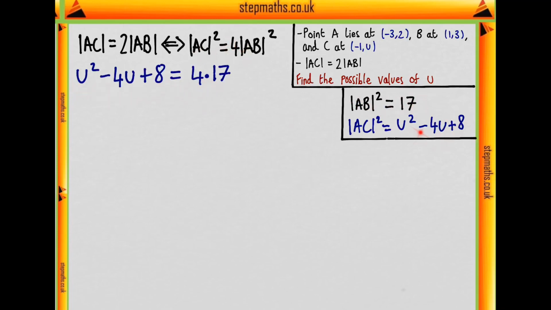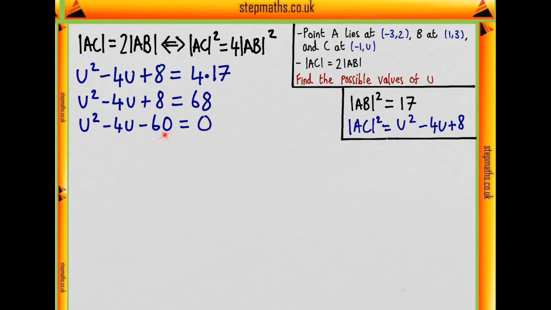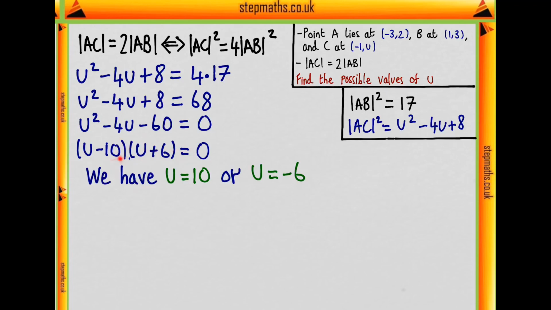U squared minus 4U plus 8 is equal to 4 times the distance AB squared, which is 17. 4 times 17 is 68. If we bring the 68 over, we get a standard quadratic. We can factorise this as this, because minus 10 times 6 is minus 60, and minus 10 plus 6 is minus 4, so this does work. And from this, clearly, for the quadratic, you get U equals 10 or U equals minus 6.